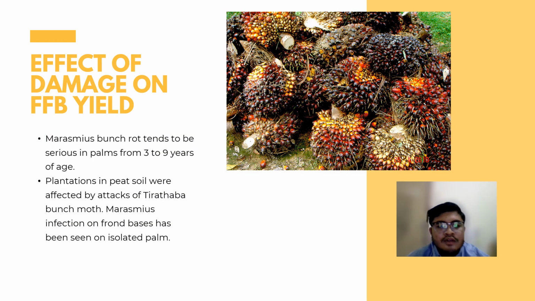This disease can also affect fresh fruit bunch yield. Marasmius bunch rot tends to be serious in palms from 3 to 9 years of age. It can be serious in palms just reaching harvesting maturity where sanitation has been poor or the level of pollination inadequate. Recently, many plantations on peat soil were affected by attack of Tirathaba bunch moth, and Marasmius infection on frond bases has been seen on isolated palms, and this may initiate an outbreak of bunch rot during the wet season.